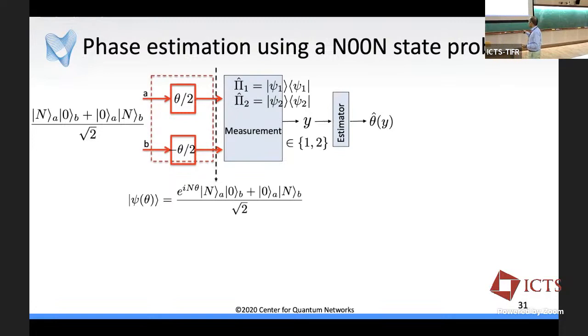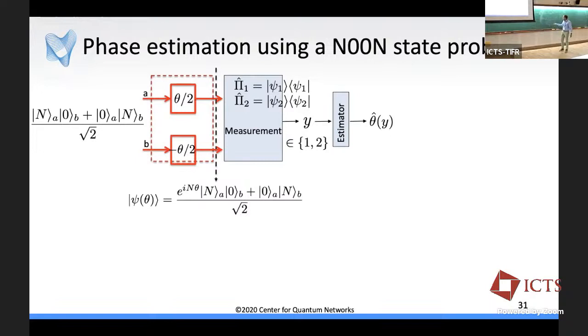In this case, I will not show an actual example calculation of a receiver, even though that same interferometric receiver for the coherent state actually works in this case also. But I just wanted to show you something a little different. I will define a measurement by these two projectors. I didn't even write down these projectors. So psi 1, I intended it to be (|n0> + |0n>)/root 2, and psi 2 is (|n0> - |0n>)/root 2.